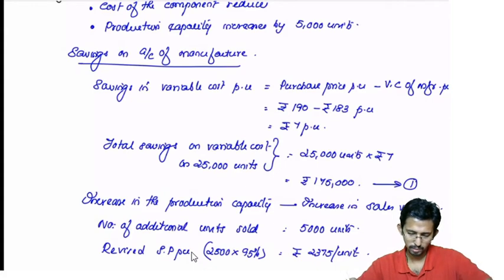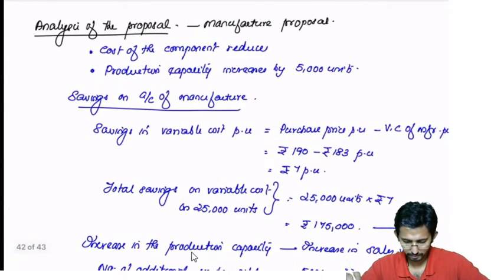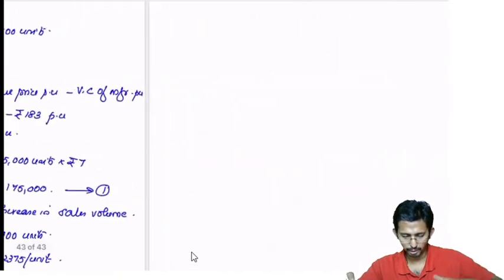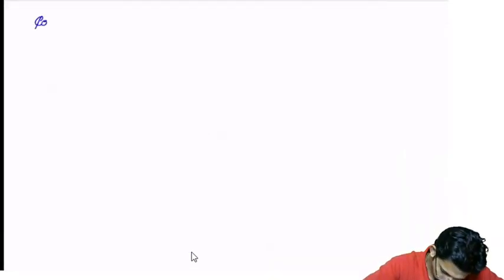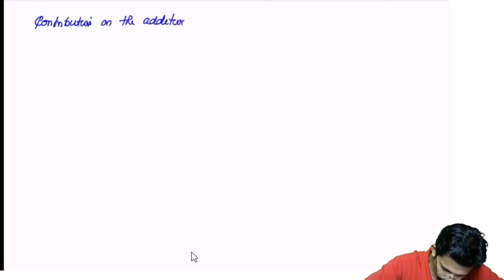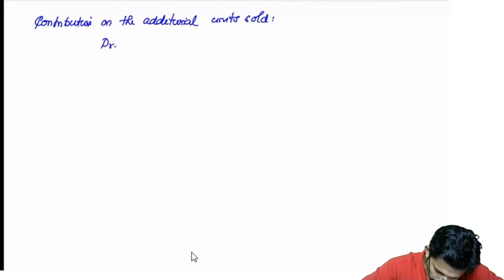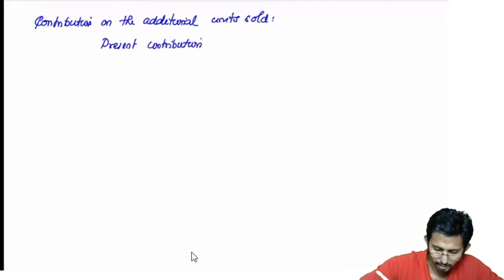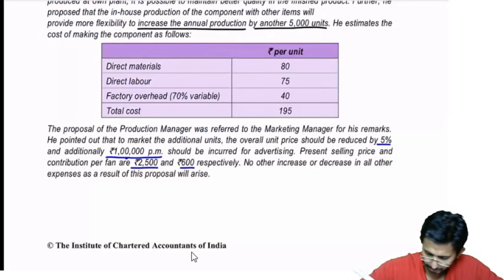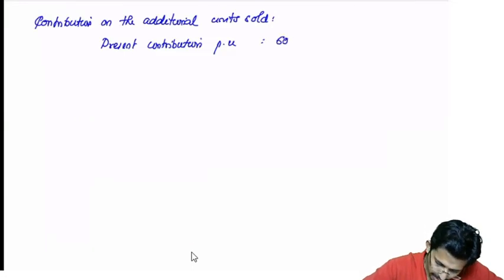Okay, now contribution. What will be the contribution? Additional units sold. Present contribution per unit will be how much? They say that it is 600. Okay, there is some change happening to contribution.